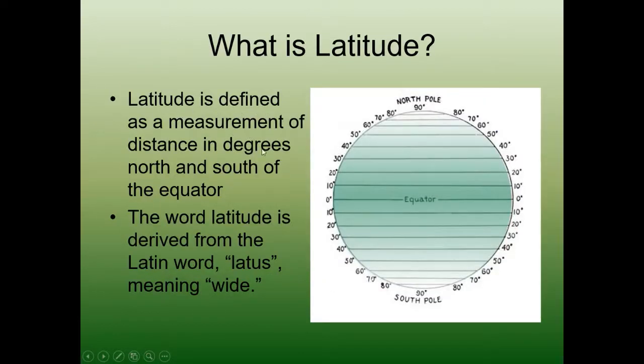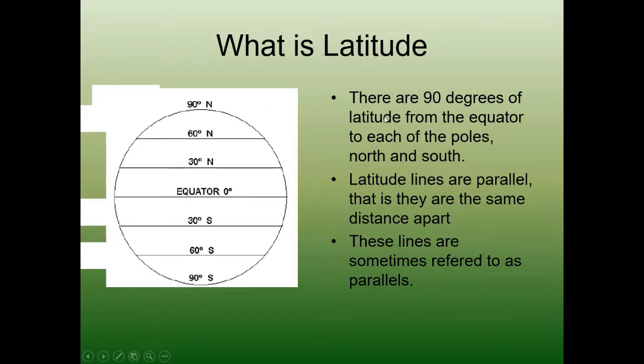So latitude is a measurement of a distance in degrees. It's not feet, miles, kilometers. It's degrees. That's why you have these little degree marks, and I'll show you exactly why that is. The word latitude comes from the Latin word latus, meaning wide, because you're looking at how wide the globe is here. There are 90 degrees of latitude from the equator to each of the poles, so you can't have anything greater than 90 degrees latitude.